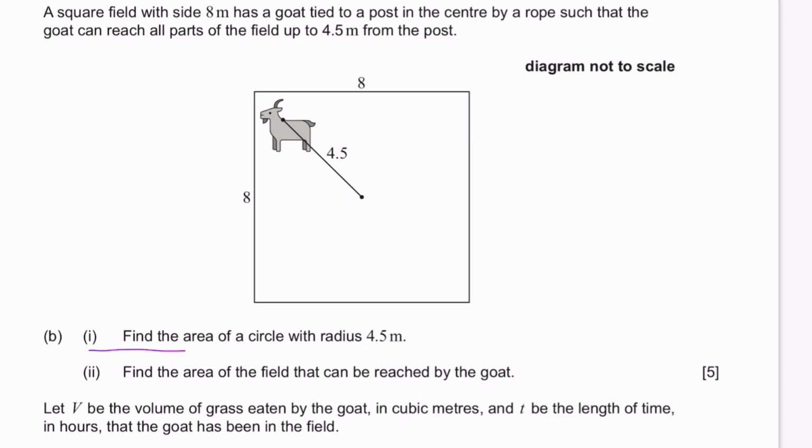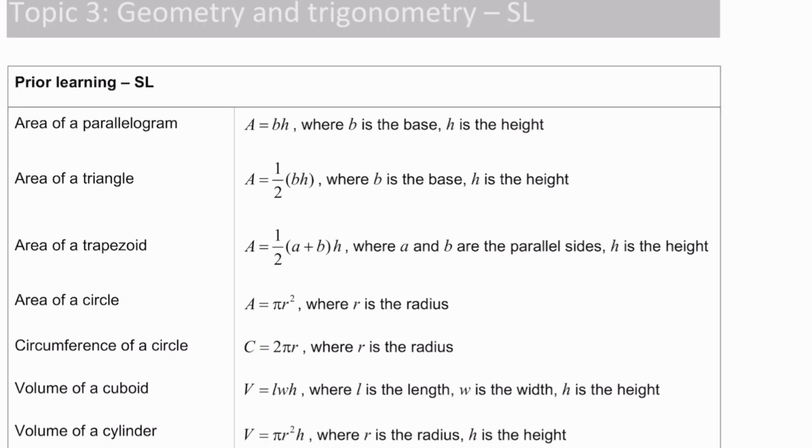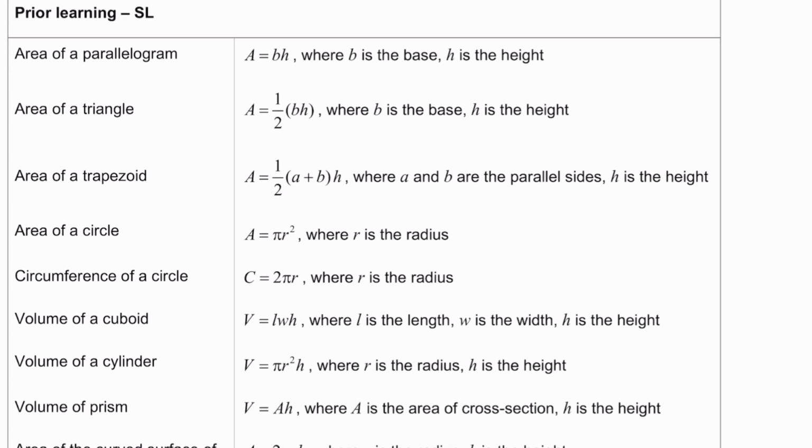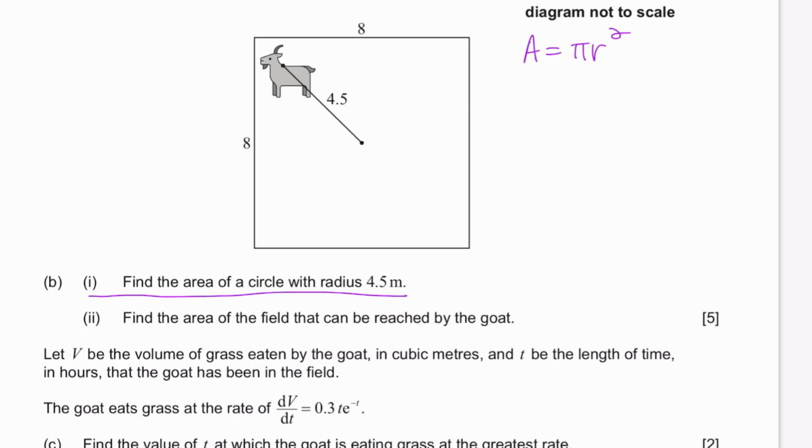Here, this is a standalone question. The area of a circle is simply pi r squared. If you forget, this is in the formula packet. This has to do with topic 3, geometry and trigonometry. So sure enough, right here, you see the area of a circle is equal to pi r squared, just in case you forget. So now we're going to substitute area is equal to pi times 4.5 squared.